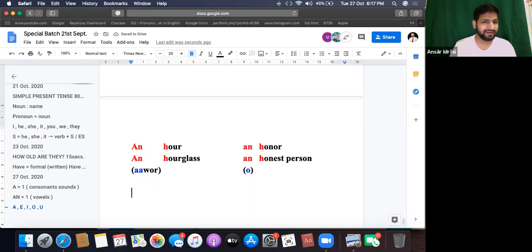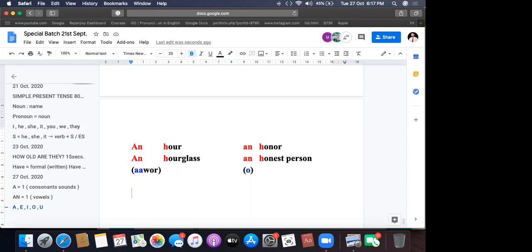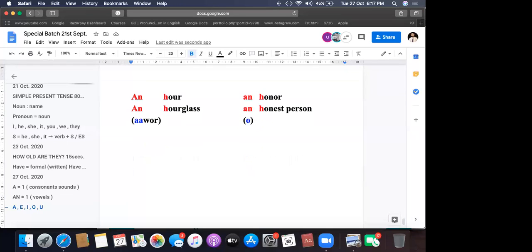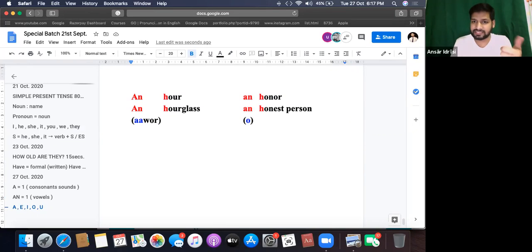Any doubts to anyone? No, sir. Same case, I would like to tell you. Now let's compare it well. For example, we use a for the words which start with H, for example, a home.